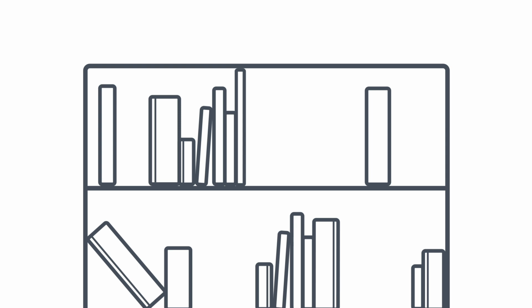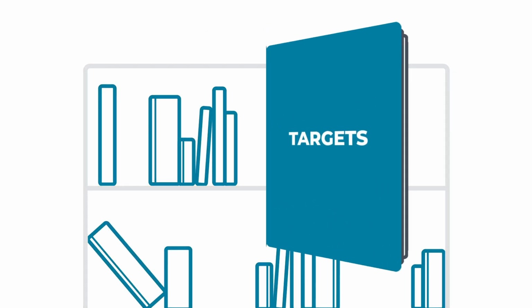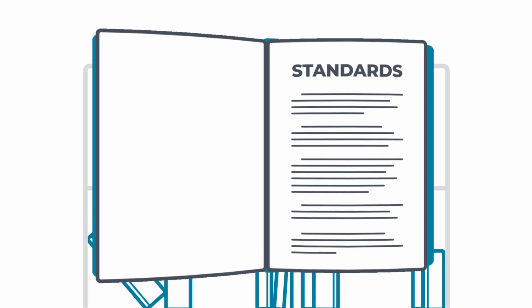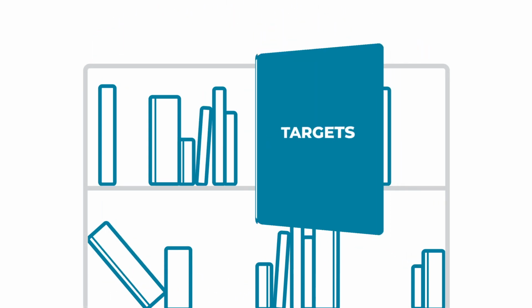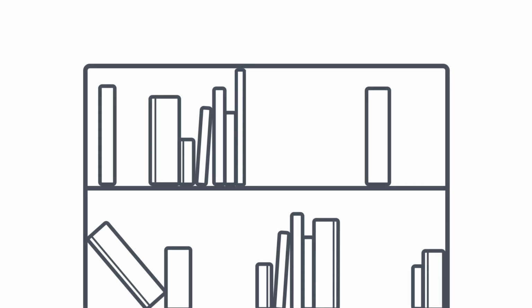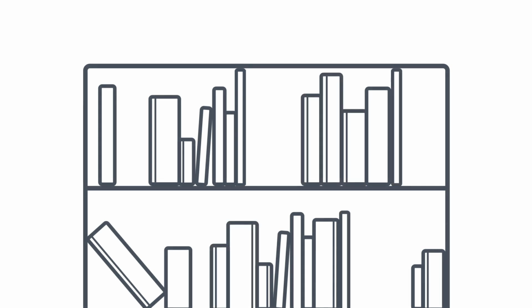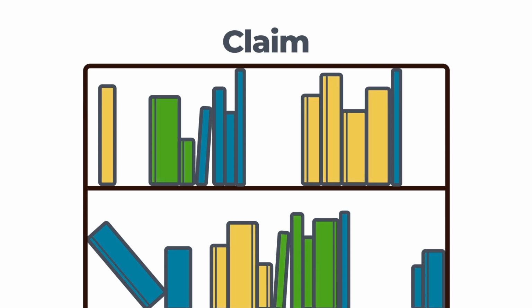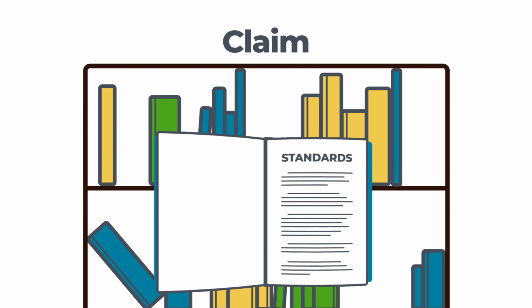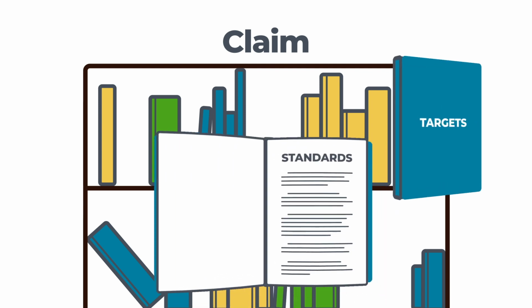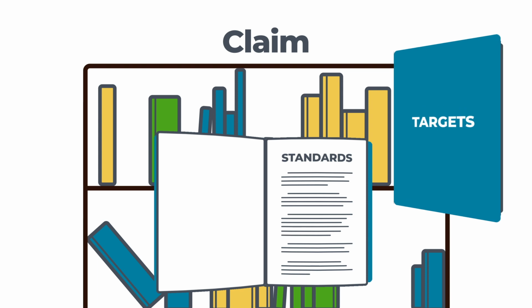Think of claims, targets, and standards as books on a bookshelf. The claims are the shelves that house the books, or the targets. The books, or targets, are made up of the pages, or standards. To explain how claims, targets, and standards work together, think of a full bookshelf. The shelf that houses the books is the claim. Each book is a different target, and each book is made up of different pages, which are the standards. When a standard appears in more than one target, those pages can be found in more than one book.